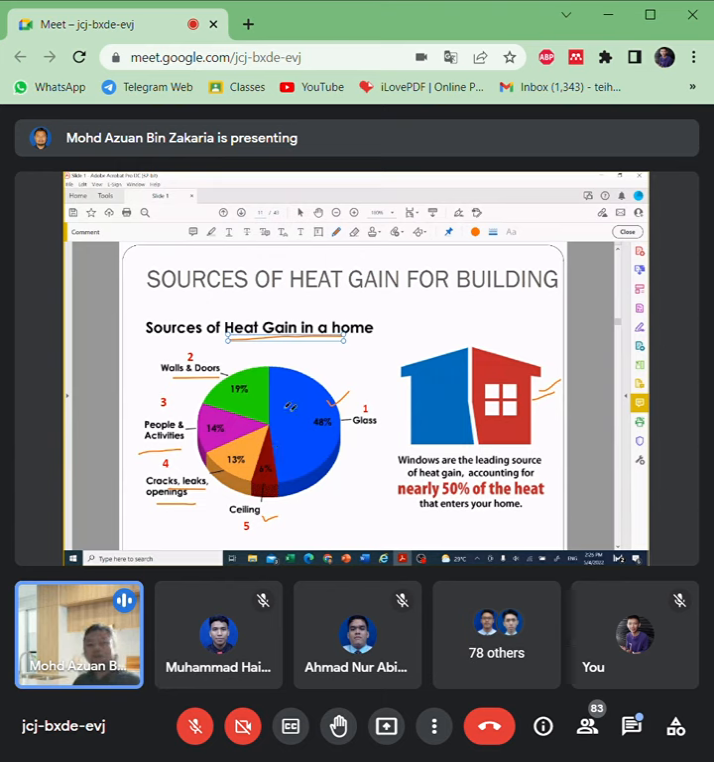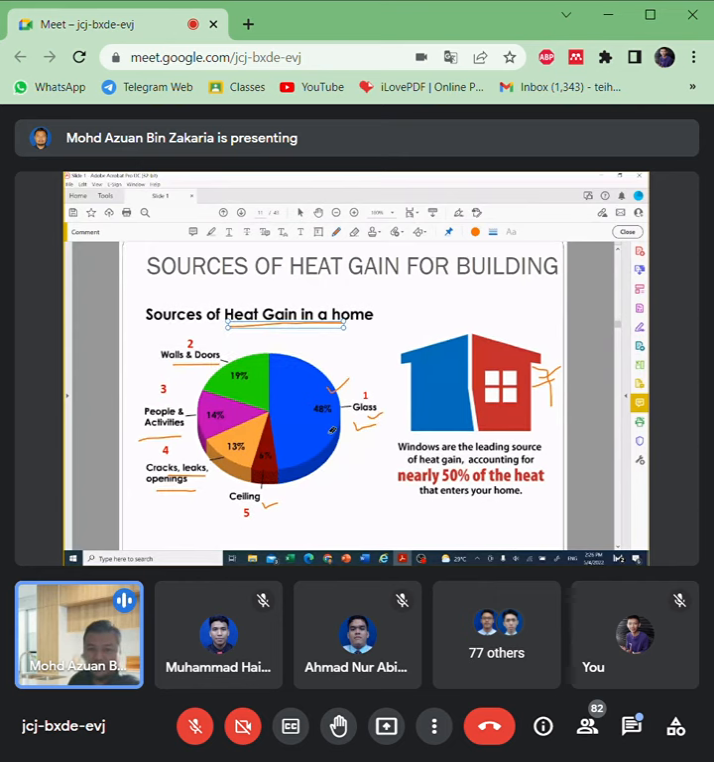So when you know where the source of heat comes through, and you want to tackle the problem, you know what you should prevent first, right? For example, in this case, we know it comes from glass, so during daytime we should provide some external shading, for example. And maybe we want to provide a very good thermally resistant glass. Okay, that is during daytime.